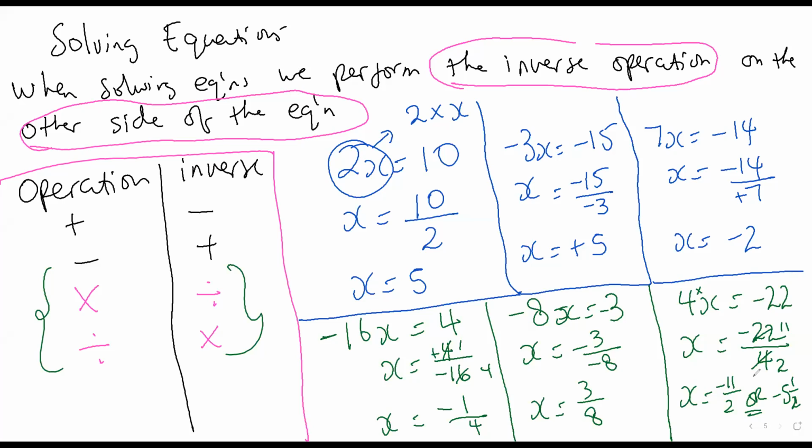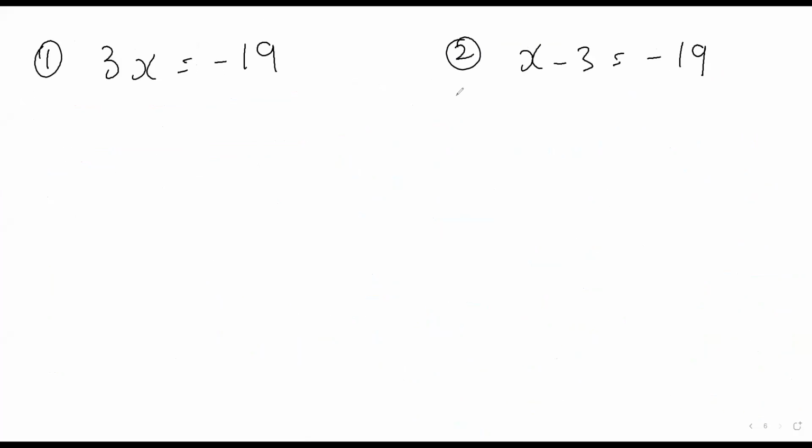Right here. So look at these here, right? There are some equations to solve here quickly. So watch here. 3x equal to minus 19. And then we have what? X minus 3 equal to minus 19, right? Look at the two equations here.